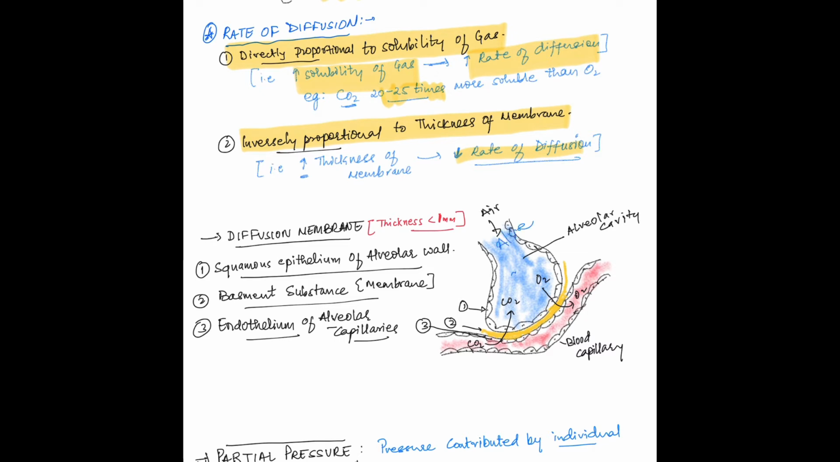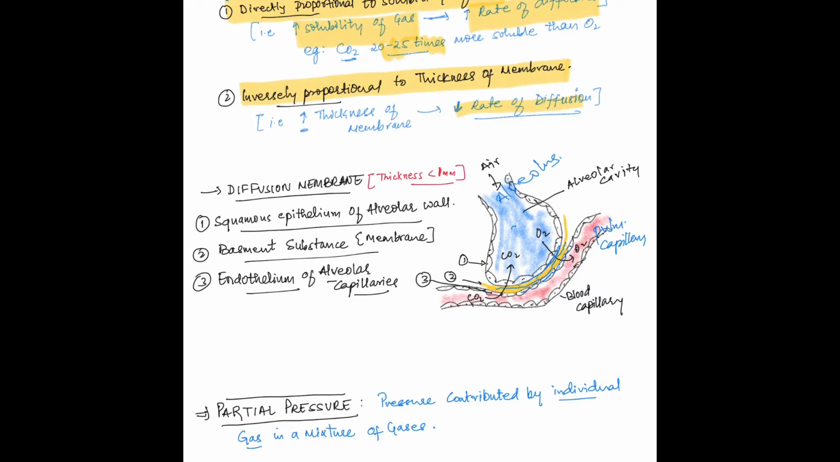This diagram represents one alveolus with its pulmonary capillary, and the yellow color represents the basement membrane in between them. The blue marking is the diffusion membrane which the oxygen and carbon dioxide have to cross. It is made up of three layers. First layer is the squamous epithelium of the alveolar wall, second layer is the basement membrane, and the third layer is the endothelium of the capillaries.